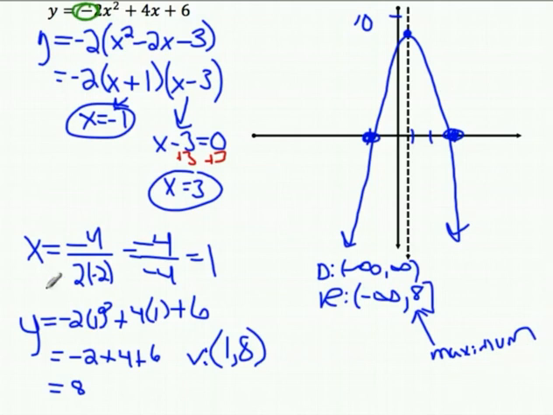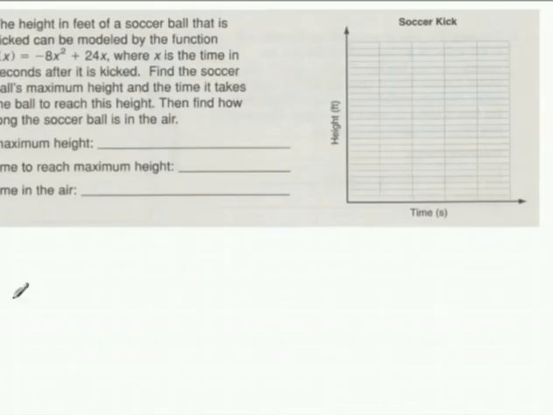Okay? Alright, let's look at one last problem. Okay, here's a bit of an application. So it says the height in feet of a soccer ball, and they drew us a nice graph already. It's got height. Can be modeled by this quadratic function, where x is the time in seconds. It'd usually be better to use t in there, wouldn't it? But okay, they used x. So we've got time and height. It says find the soccer ball's maximum.